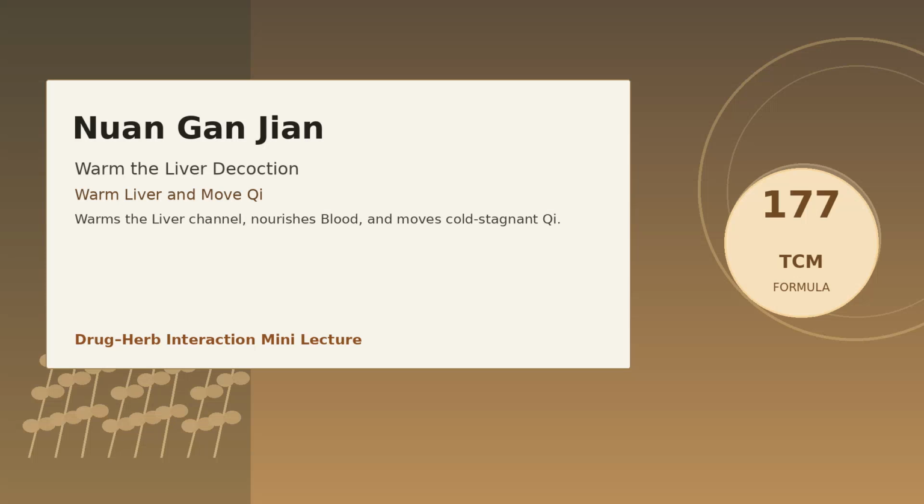Nuan Gan Jian, commonly translated as warm the liver decoction, is a classical traditional Chinese medicine formula in the category warm liver and move qi. Its core action is to warm the liver channel, nourish blood, and move cold stagnant qi. The pattern framework is liver kidney deficiency cold with lower abdominal or groin pain.